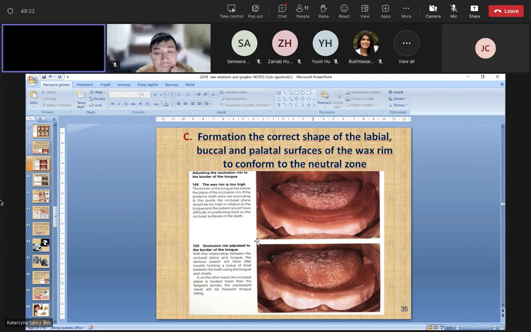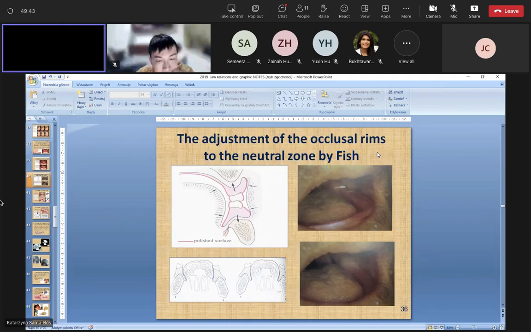If, on the other hand, the occlusal plane is located lower than the tongue's border, the unpleasant result will be frequent tongue biting. So you see that here is too much wax, and of course, in this case, we should remove that wax. And here you have a photo of wrong adjustment of the occlusal rims to the neutral zone, the upper one, and the right adjustment in the lower one. You see that this is too much wax, and here the proper size of the lower rims.